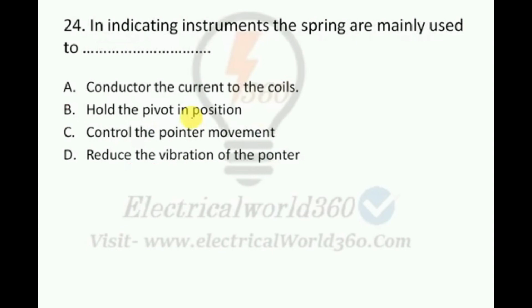In indicating instruments, the springs are mainly used to conduct the current to the coil, hold the pivot in position, control the pointer movement, or reduce the vibration of the pointer. Okay, pointer. So in this case option C is the right answer. In indicating instruments, the springs are mainly used to control the pointer movement.